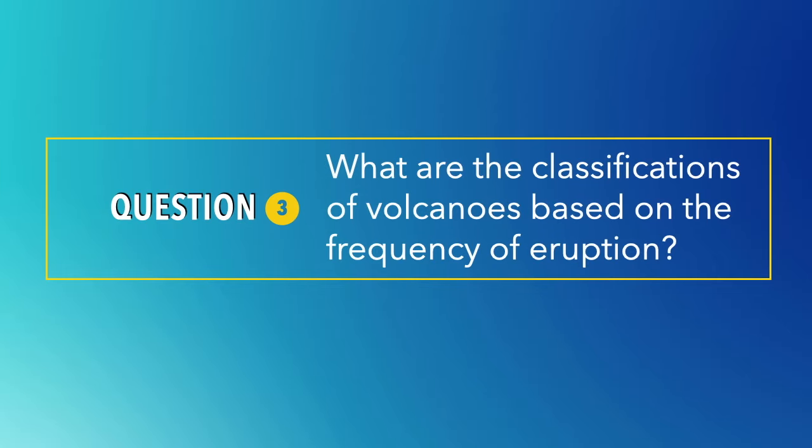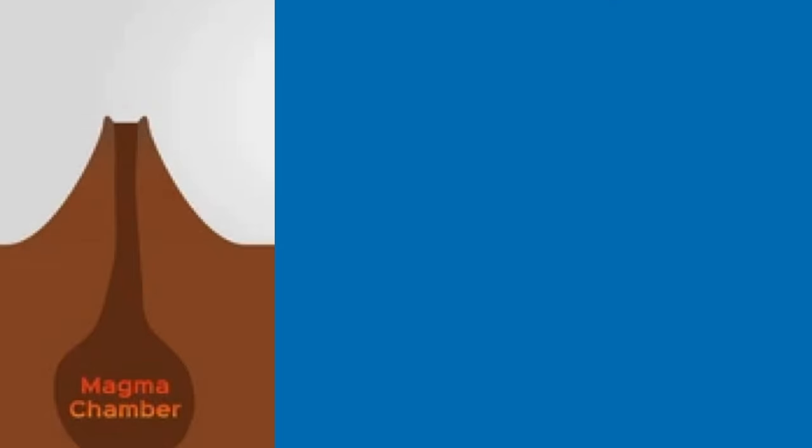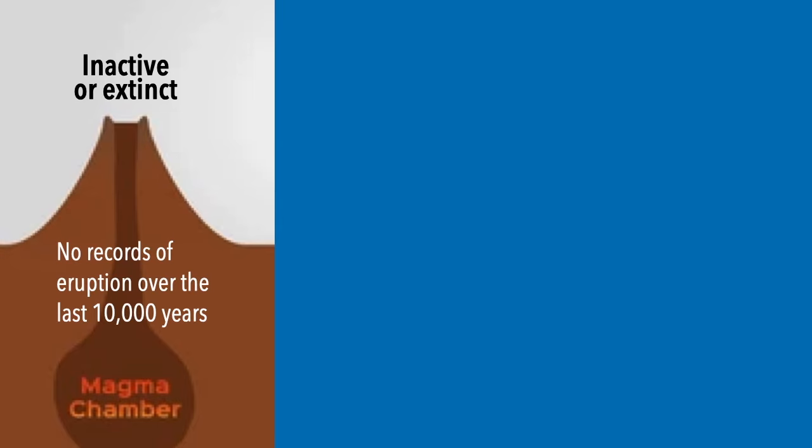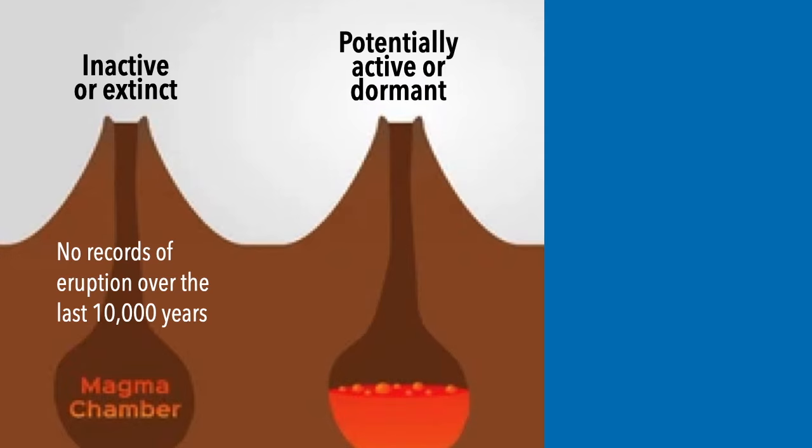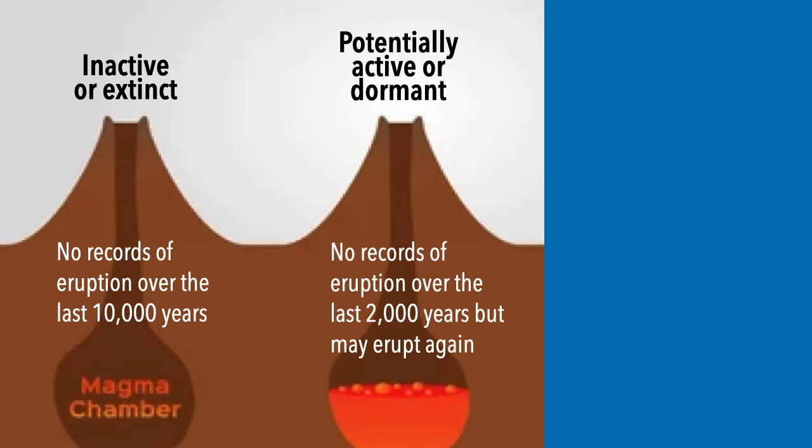Question number 3. What are the classifications of volcanoes based on the frequency of eruption? Volcanoes are classified based on how often they erupt. Inactive or extinct volcanoes are those that do not have any records of eruption over the last 10,000 years. Potentially active or dormant volcanoes, on the other hand, are those that have no records of eruption over the last 2,000 years but may have the potential to erupt again.